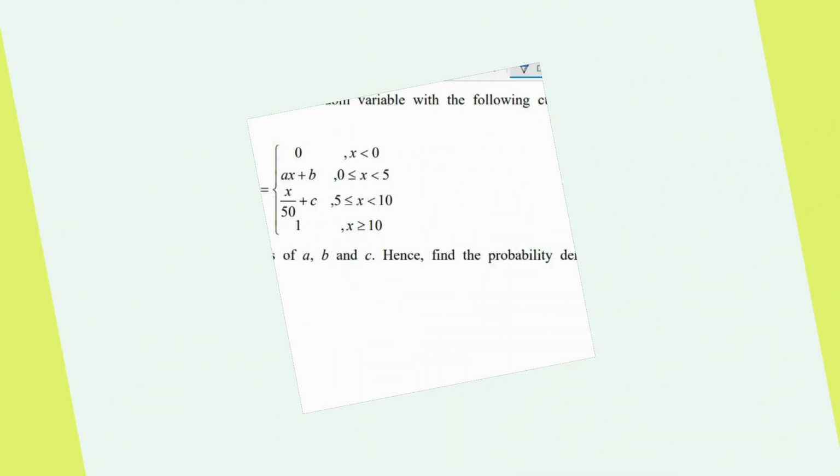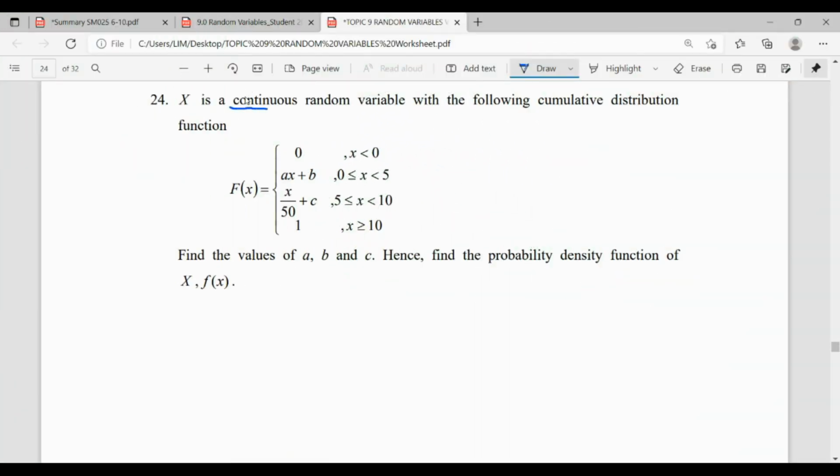Question 24, we are given here x is a continuous random variable. Given here is the cumulative distribution function, capital F of x. Find the value of a, b, c. So we have missing values in our function.